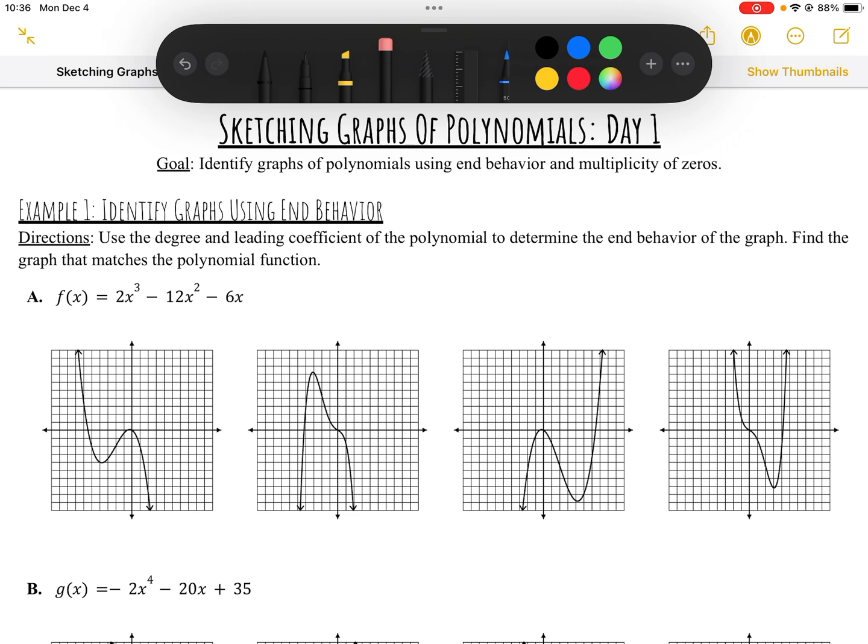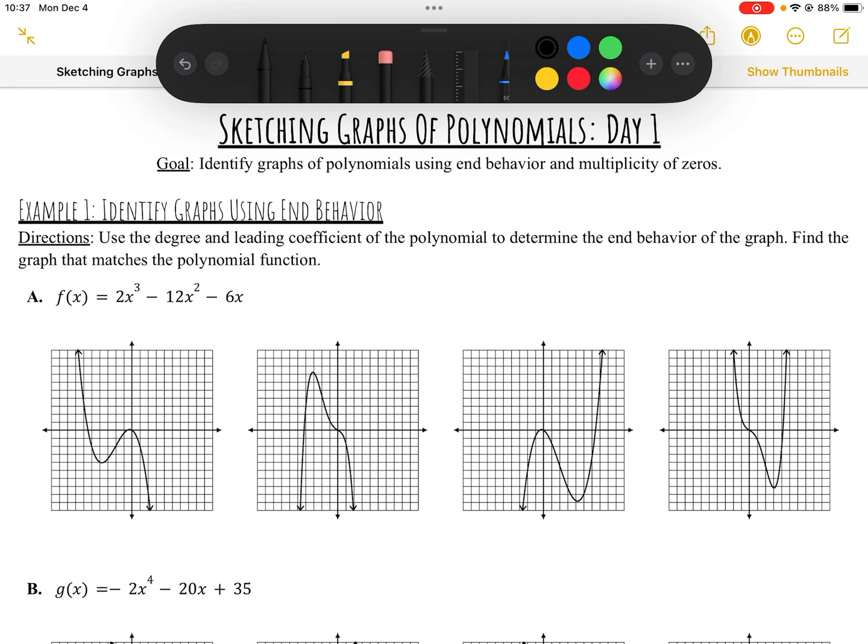So in example 1, we are going to identify graphs using end behavior. Directions: use the degree and leading coefficient of the polynomial to determine the end behavior of the graph. Find the graph that matches the polynomial function. So whenever we're looking at polynomials, first thing you always want to make sure it's in standard form. Your degree is the highest power in your polynomial, and then your leading coefficient is the number in front of your first term when it's in standard form.